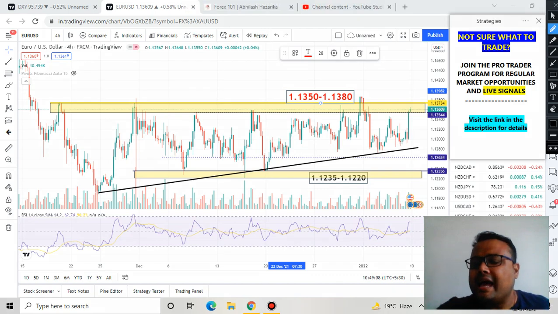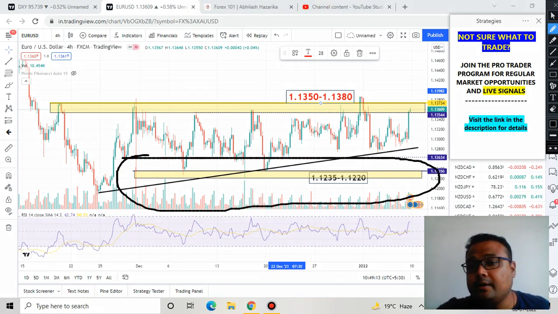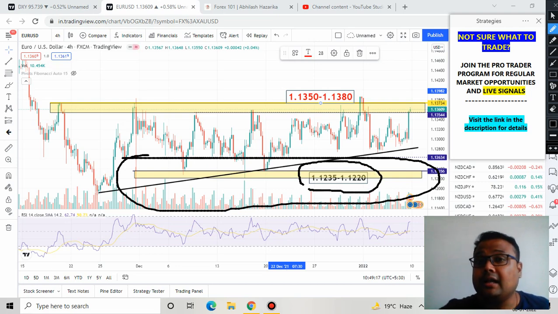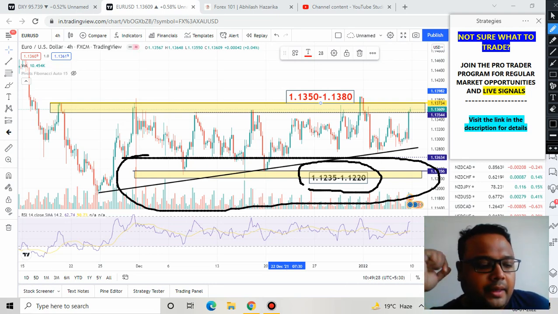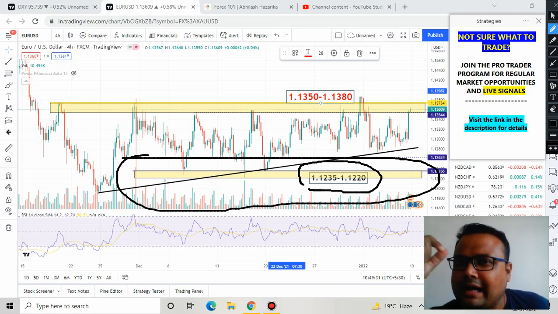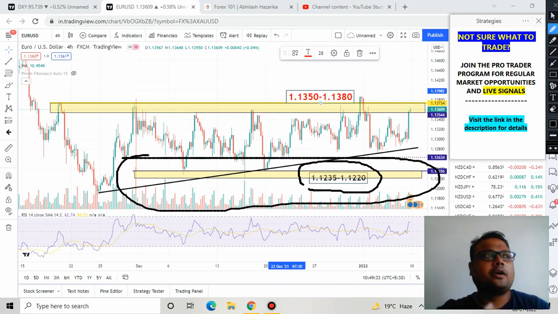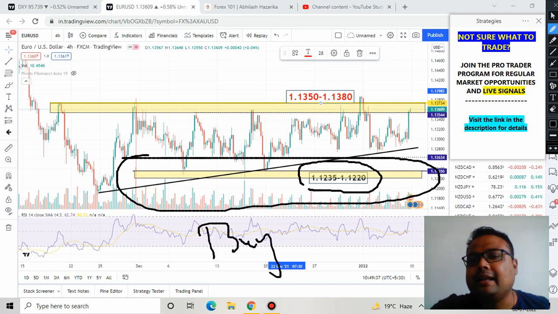Always keep in mind, this level is not important for Monday, Tuesday, but in case Euro USD witnesses heavy selling, then this will be the ultimate support for Euro USD: 1.1235 to 1.1220. In case of heavy selling after 1 week, 2 weeks, in case something bad happens, then there's a good possibility this level will be the great support. Usually I do not talk about buy limit, sell limit, but this level deserves a buy limit on Euro USD.